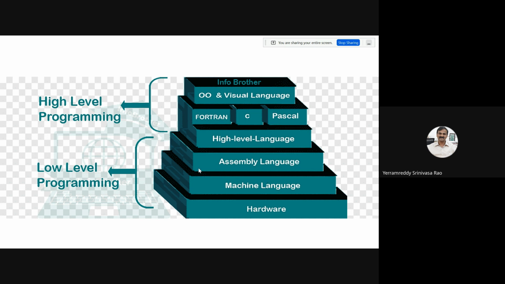If you are writing in visual language, graphics, then whatever blocks you have drawn are converted into high level language. High level language is converted to assembly language. Assembly language is converted to machine language. Finally, it goes to hardware. So, in short, please understand, when you write any program, whichever language you use, finally it is converted into machine language, called zeros and ones.